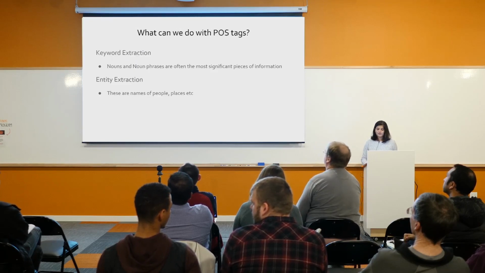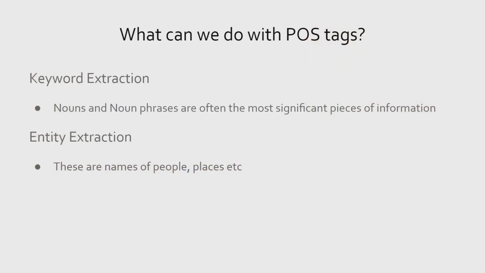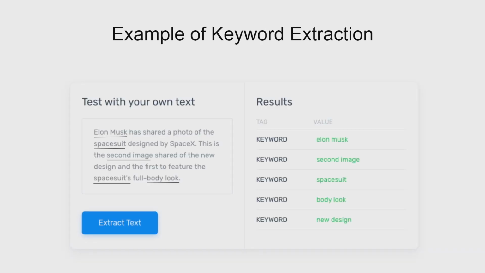Okay, so what can we do with part of speech tags? We can do keyword extraction because nouns and noun phrases are usually the keywords that we are looking for in a paragraph. Entity extraction: what are the names of places mentioned in a news article? So here's an example. Elon Musk has shared a photo of the spacesuit designed by SpaceX. This is the second image shared of the new design and the first to feature the spacesuit's full body look. Here you can see that the system is able to identify not all, but quite a few of these keywords that are relevant in this paragraph.